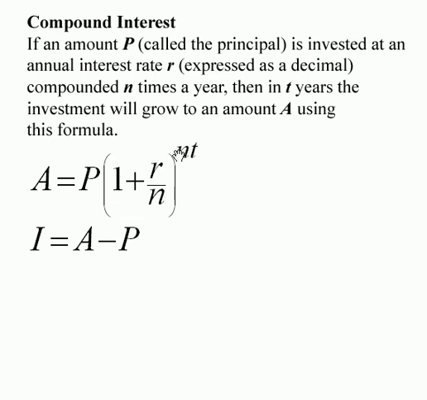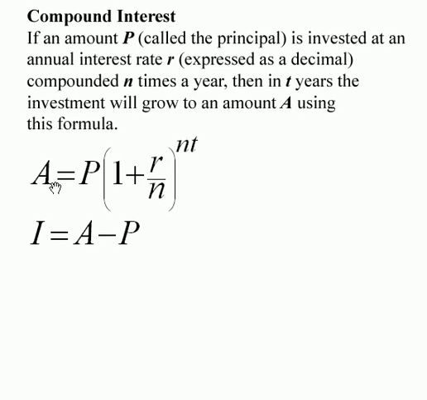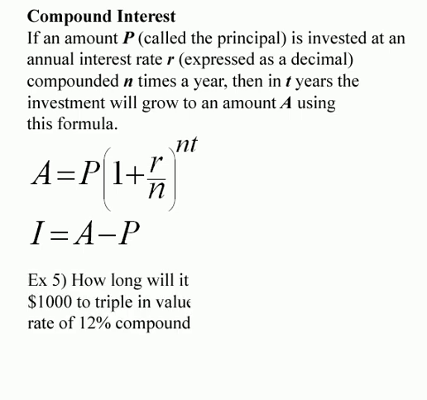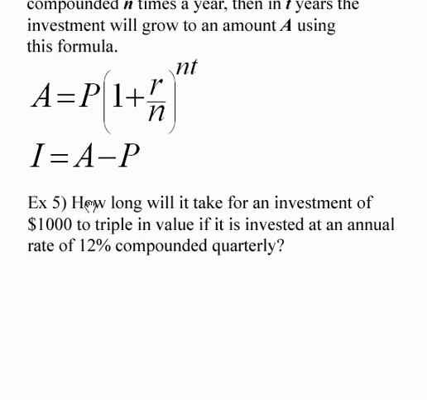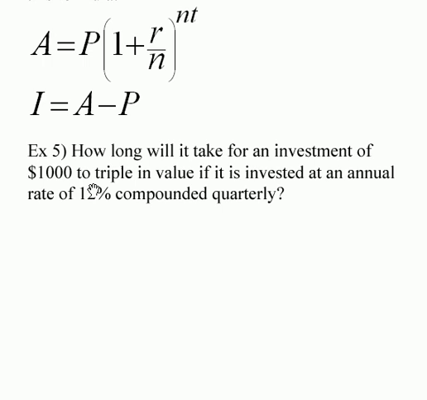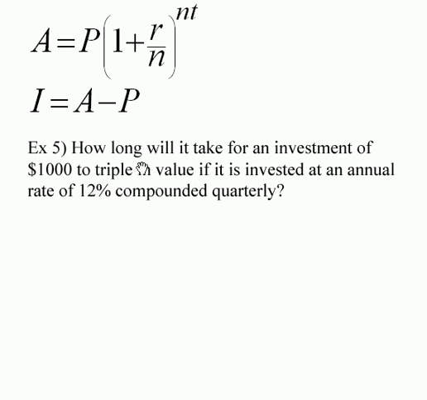So let's take a look at an example of doing compound interest. How long would it take for an investment of $1,000 to triple in value if it's invested at a rate of 12% compounded quarterly? First of all, an editorial comment. If you can get a return on your investment at 12%, please take it. In today's economy, that's not something that you see. Right, well, $1,000 is how much we're investing, so that's our principal. Triple, well, we want the final amount to be 3 times 1,000 or 3,000.